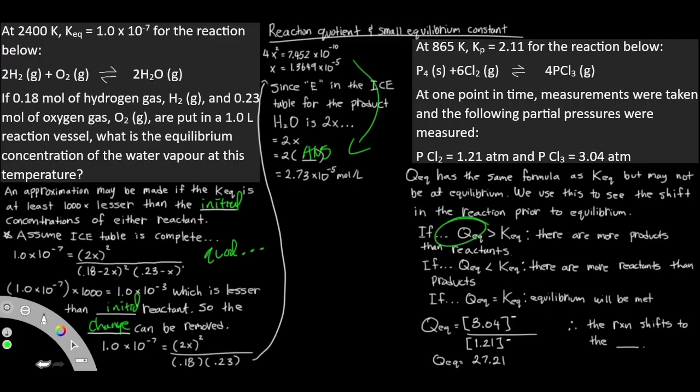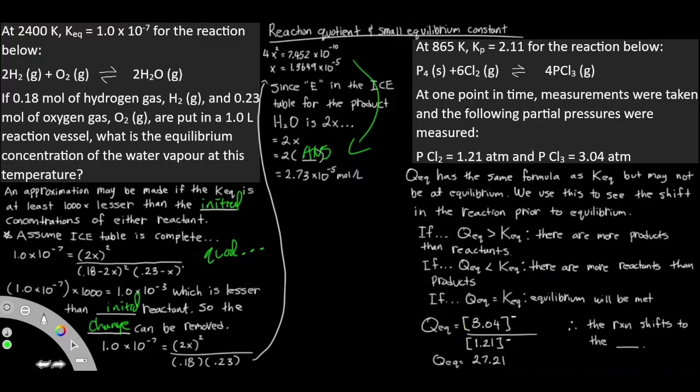However, QEQ being greater than KQ means that there are more products than reactants. What does that mean? This means that the products are greater in number, which means that they need to be consumed more, decomposed more, and that the reactants need to be forming a lot more to be reaching equilibrium. If QEQ is lesser than KQ, that means that there are more reactants, so those need to be consumed more so that we can produce more products in order to hit equilibrium.